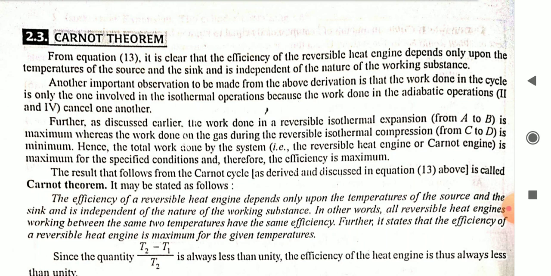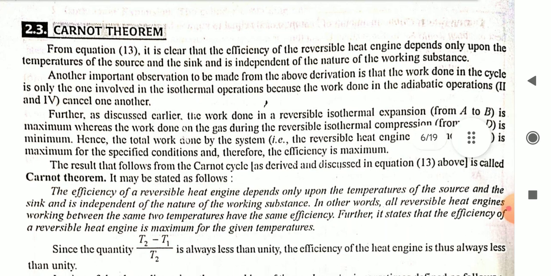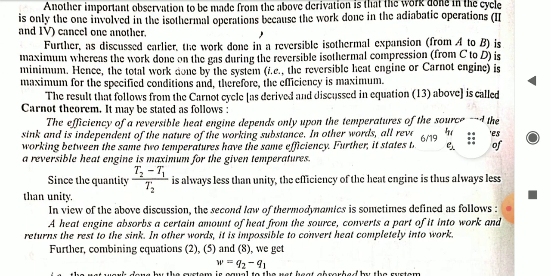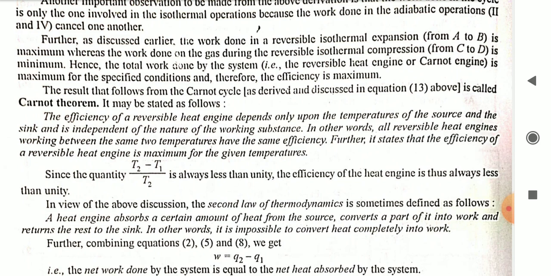Another important observation to be made from the above derivation is that the work done in the cycle is only the one involved in the isothermal operations, because the work done in the adiabatic operations, second and fourth, cancel one another. Further, as discussed earlier, the work done in a reversible isothermal expansion from A to B is maximum, whereas the work done on the gases during the reversible isothermal compression from C to D is minimum. And hence the total work done by the system, for example the reversible heat engine or the Carnot engine, is maximum for the specified condition and therefore the efficiency is maximum.